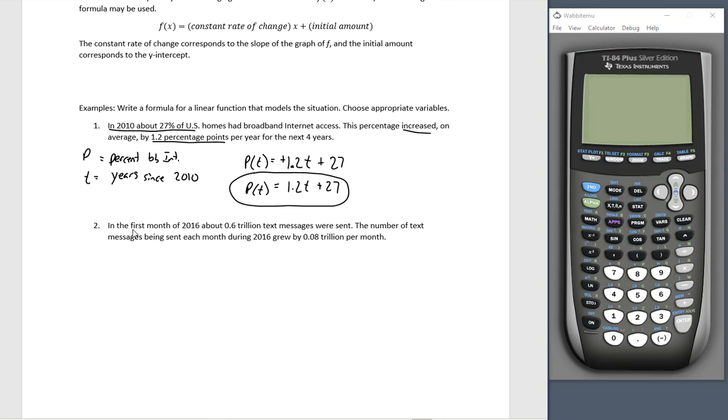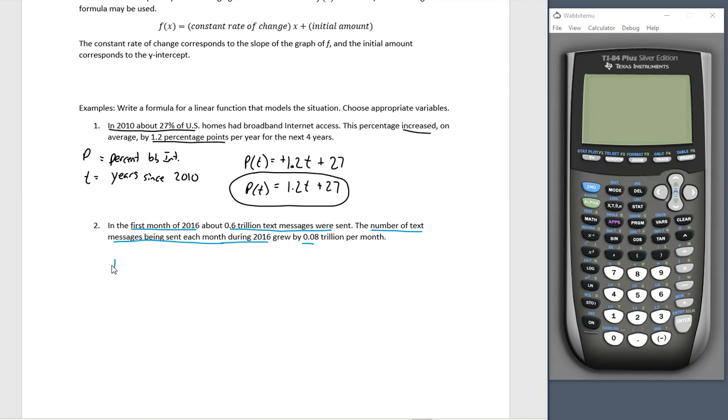In the first month of 2016, about 0.6 trillion text messages were sent. The number of text messages being sent each month during 2016 grew by 0.08 trillion per month. But it tells us the units.